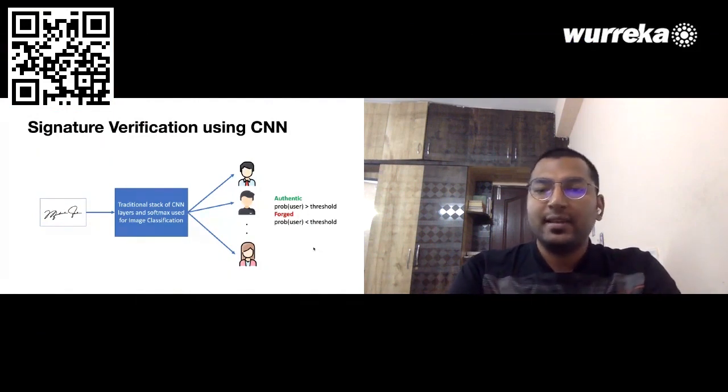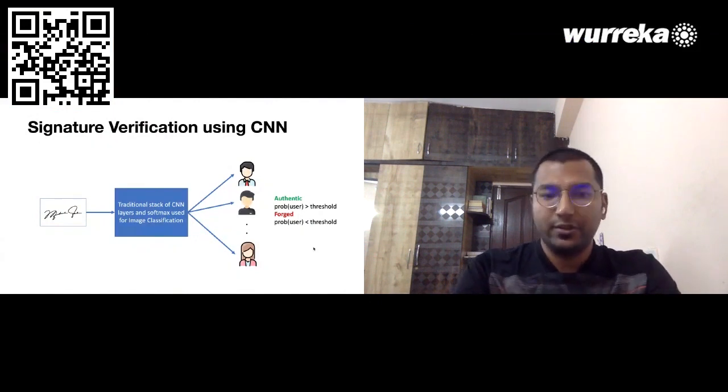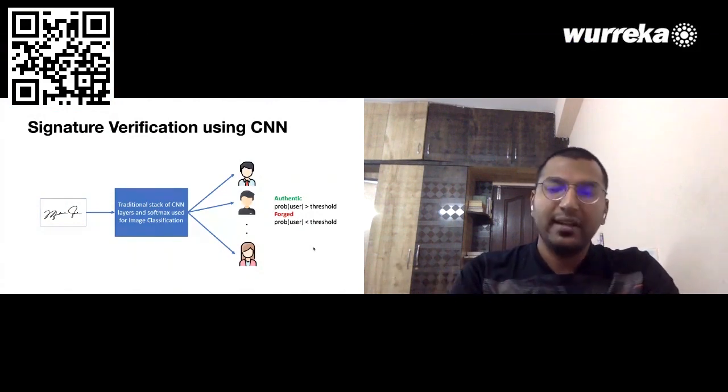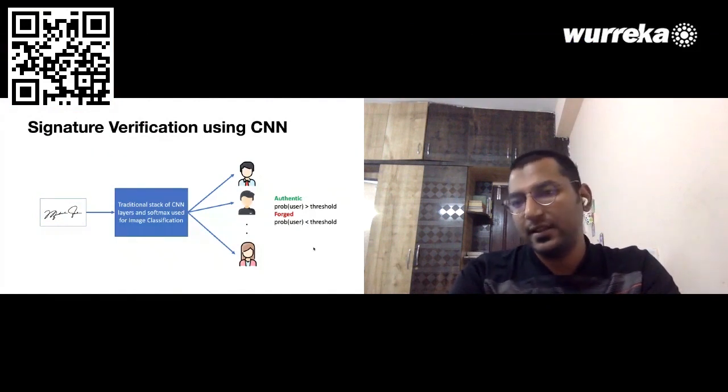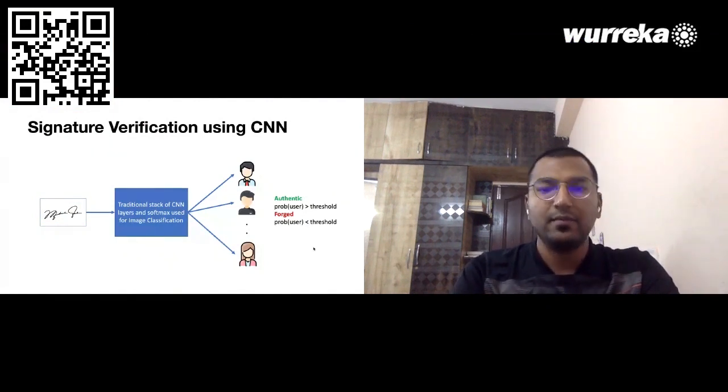What we can do is define some sort of threshold, and say that if the probability for the corresponding user is greater than this threshold, then it is an authentic signature. Otherwise, it is not. So that way we can solve it.